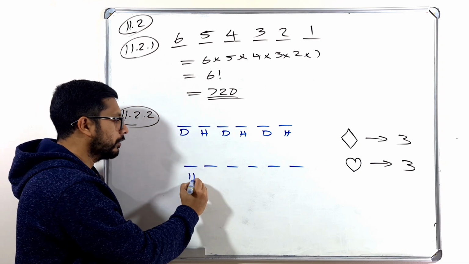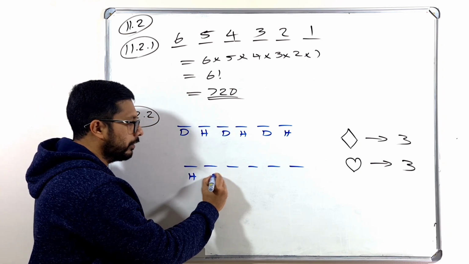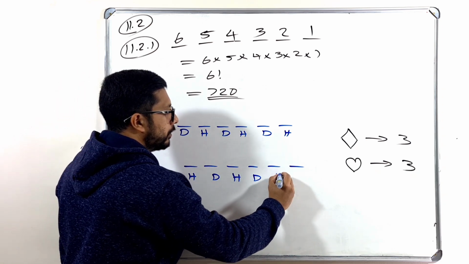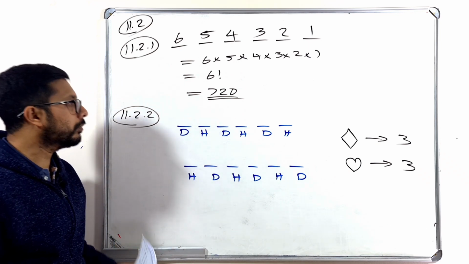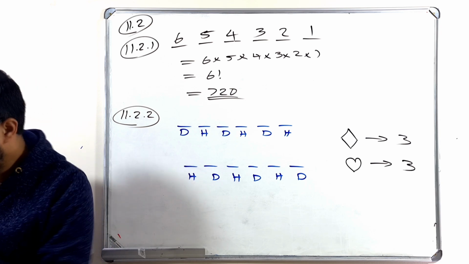Let me start with the heart. That is also an alternative position. Okay, heart, then diamond, heart, then diamond, heart, then diamond. I can place it like that also. Okay, now you must be careful. Now look at this one.